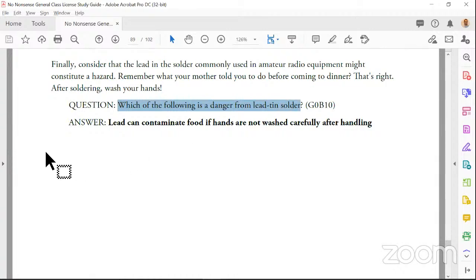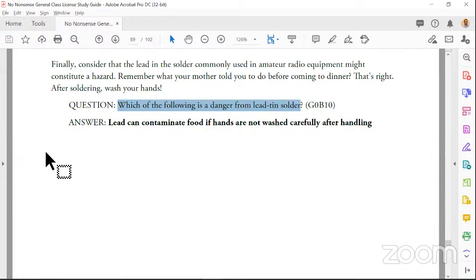All right. Which of the following is a danger from lead tin solder? So we did say that lead can cause harm and contaminate foodstuff, and it can result in all sorts of problems, birth defects, and other medical issues.